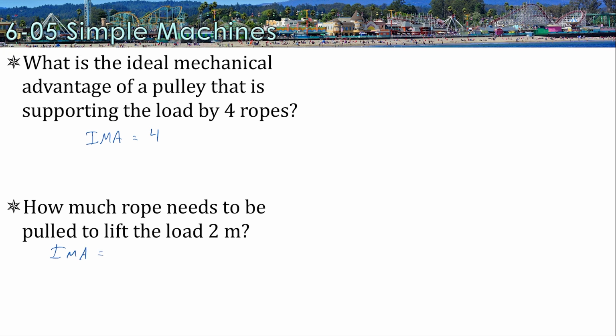Well, the ideal mechanical advantage is the effort distance over the resistance distance. So if our mechanical advantage is 4, we're looking for the effort distance. The resistance distance is 2 meters because that's how far we're lifting the load. So multiply, you get 8 meters for the effort distance. You need to pull 8 meters of rope to lift the load 2 meters.